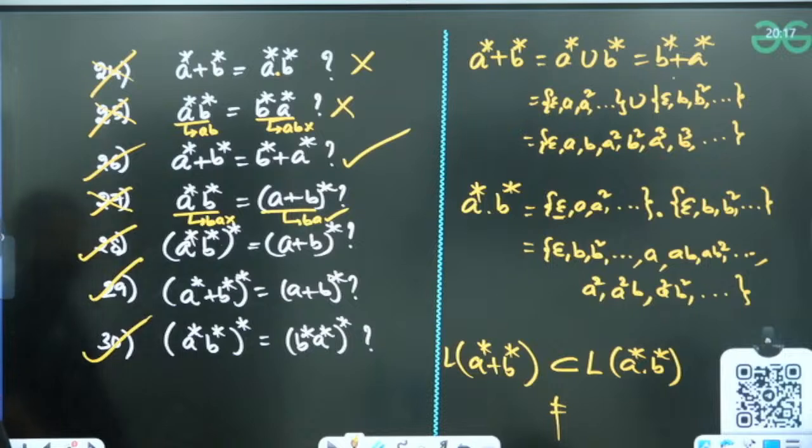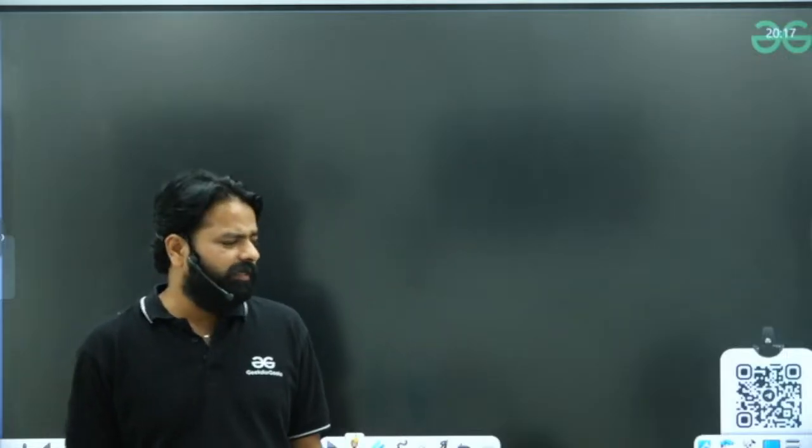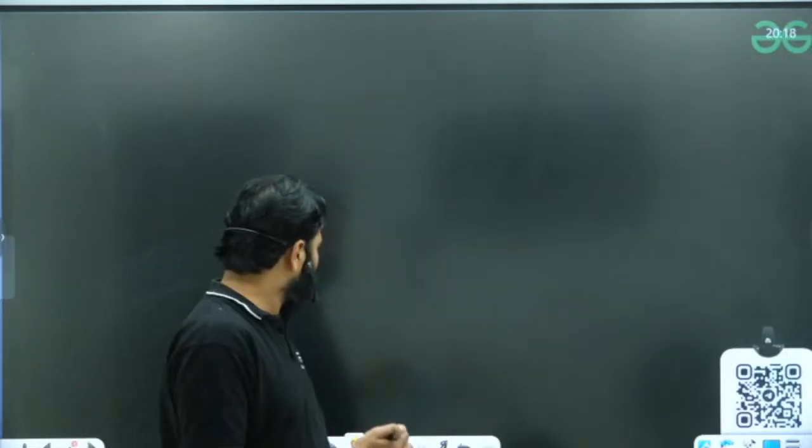This is a homework question, and we have discussed the homework questions right now. And we'll move to new things in our portion. Like a plus b whole star, there are a lot of answers we have, and some of them we have seen.